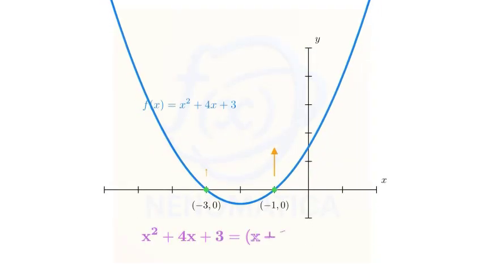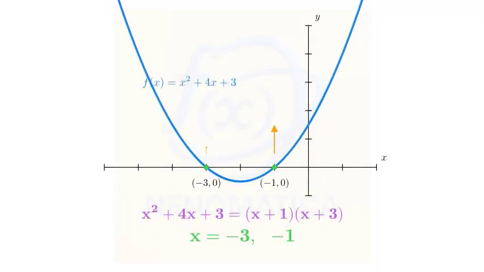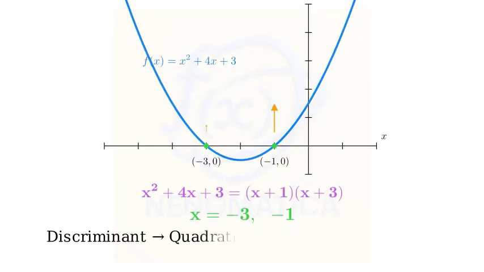As a quick check, the quadratic factors as x plus 1 times x plus 3 equals 0, leading immediately to x equals negative 1 and x equals negative 3. We have solved the quadratic, and we confirmed the answers on the graph. Great work! You computed the discriminant, applied the quadratic formula, and interpreted the solutions on the graph. This workflow will serve you well for any quadratic function.